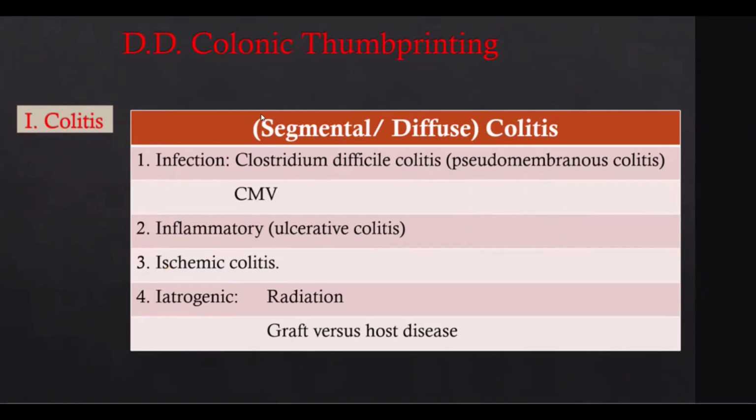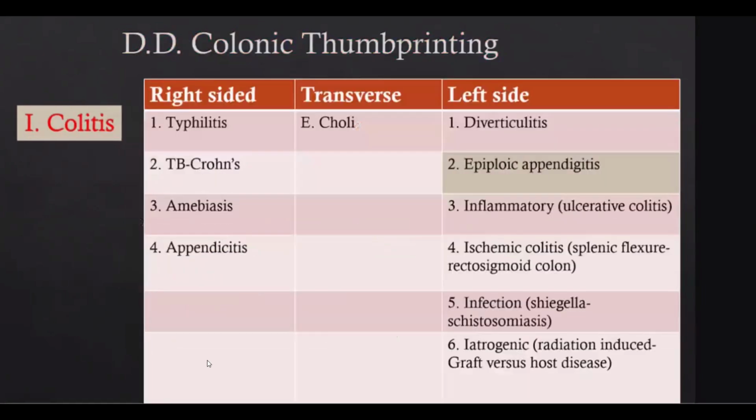Okay, so I would like also to add something very important. If we have right-sided colitis, we should think of 2T: typhlitis and TB, and Crohn's. If you have any abnormality at the ileocecal junction and thickening at the ascending colon, we should think of TB and Crohn's.